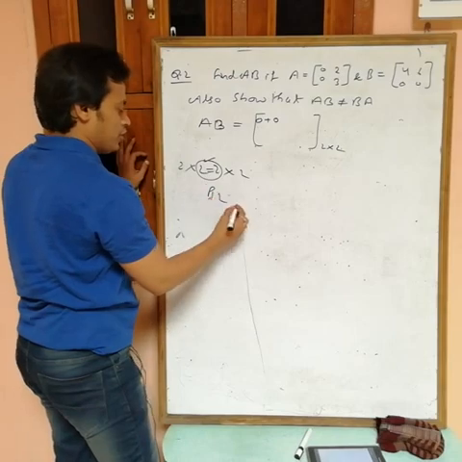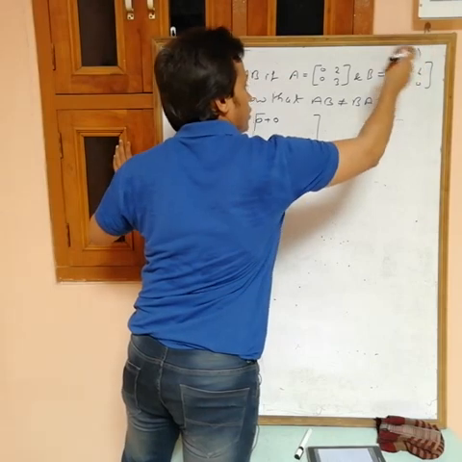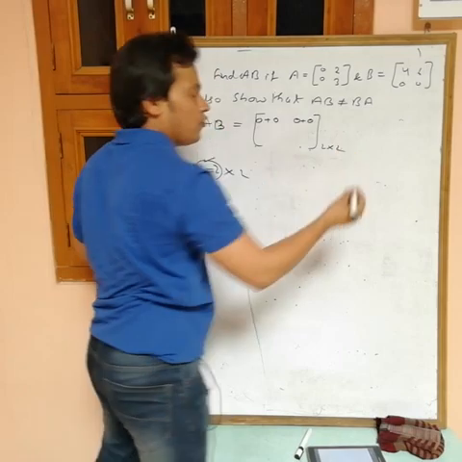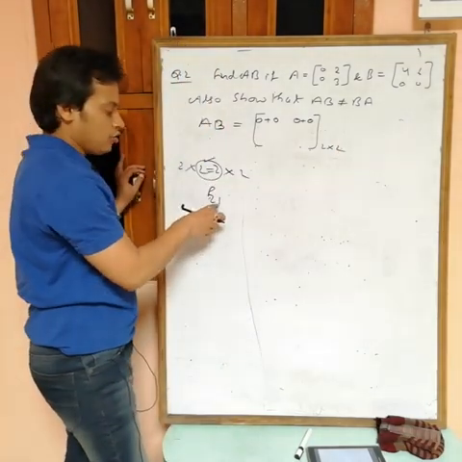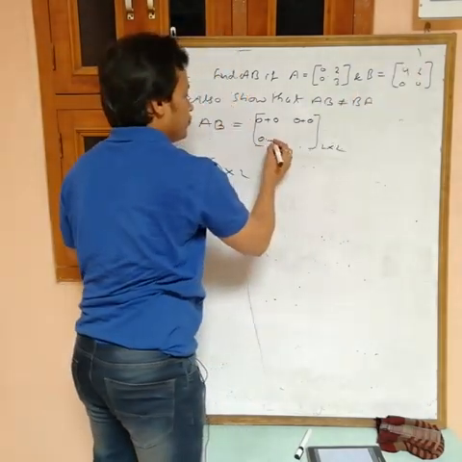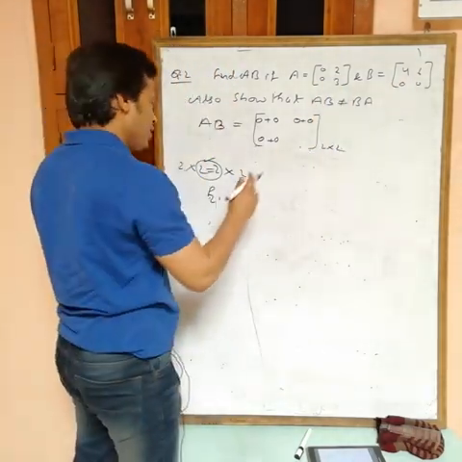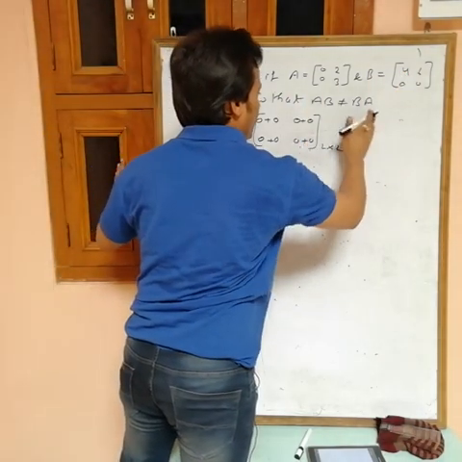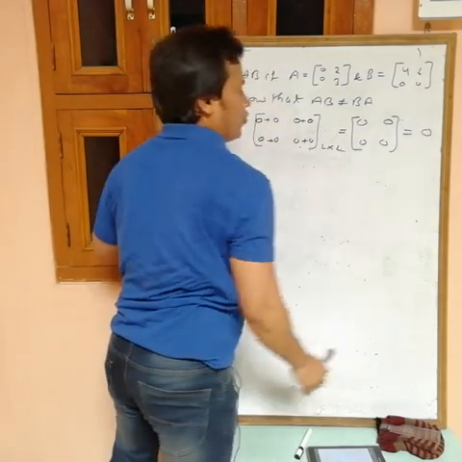Now the second element is P12. First row with the second column. 0 plus 0. Wow. Now this one is P21. Second row, first column. 0 plus 0. Very good. Similarly, for P22, second row, second column, you will get again 0, 0. So what are we getting? We are getting that AB is [0, 0; 0, 0]. It means null matrix O.